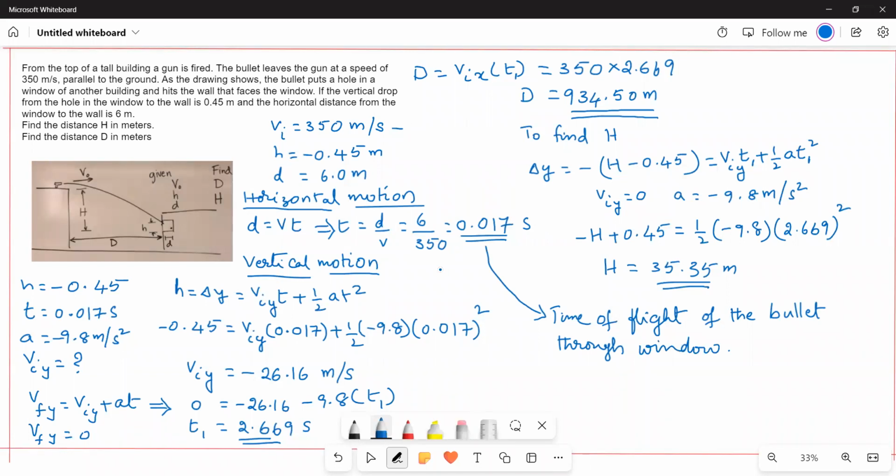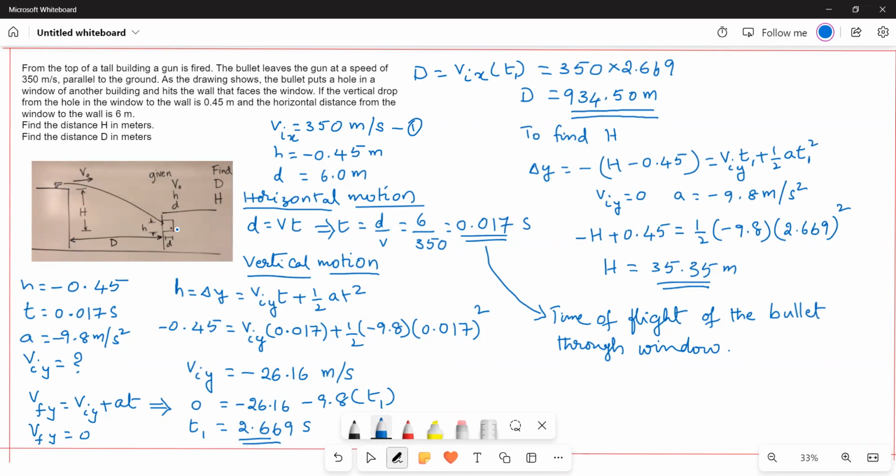And then, one more thing you should remember. When it is starting with an initial velocity of 350 meters per second, this is along the horizontal direction. Along the vertical direction, the velocity is 0. The vertical component of the initial velocity is 0, but the horizontal component of velocity is 350 meters per second. That you should remember.